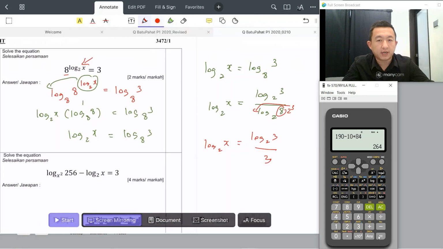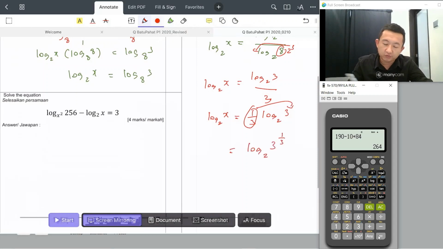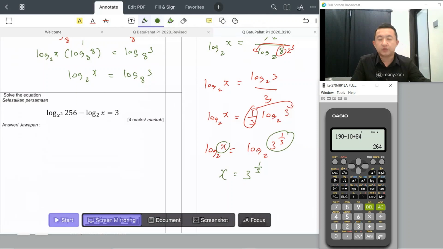Okay? And then you have 1 over 3 log 2 3 equals log 2x. And then this one, you bring it back to the top, so you have log 2 3 power 1 over 3 equals to log 2x. Now you can compare. And you can say that, okay, base is the same. We only look at these two. So x equals to 3 power 1 over 3.